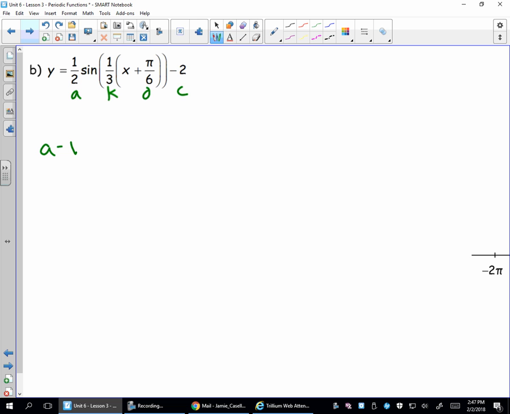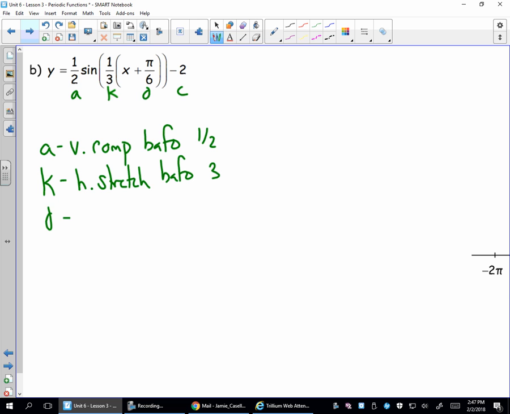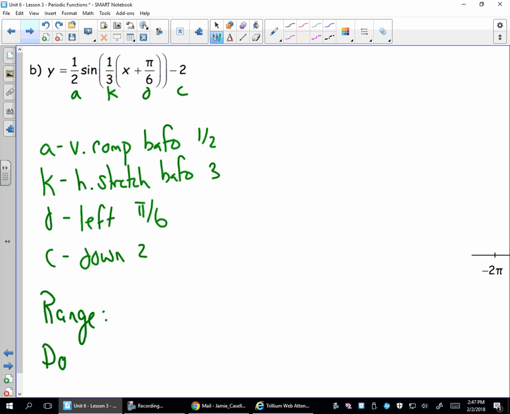Okay. A is our vertical compression by a factor of 1/2. Our K, it's a third, which actually means it's going to stretch by a factor of 3. Our D is going to move it left, opposite sign, pi over 6. And our C is going to move it down 2. Okay, my range and my domain kind of deal with our amplitude and our period and all that kind of stuff, so I might as well write those down too.